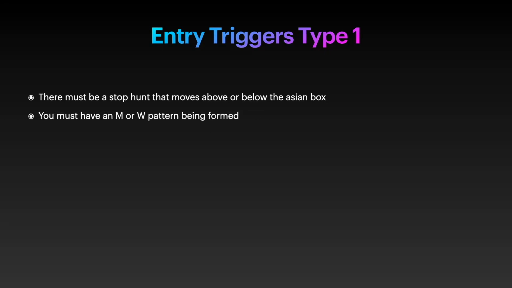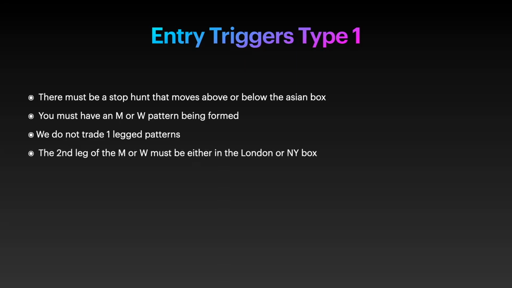Second, you must have an M or W pattern being formed, because we don't trade one-legged patterns. So there's got to be a type 1 M or W pattern being formed. The second leg of the M or W must either be in the London or New York box. We don't take any trades in the Asian session. There are no setups, no trades that we take in the Asian session. All of the setups happen either in the London or New York session. That's it.